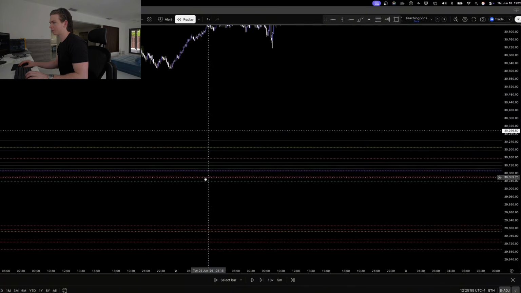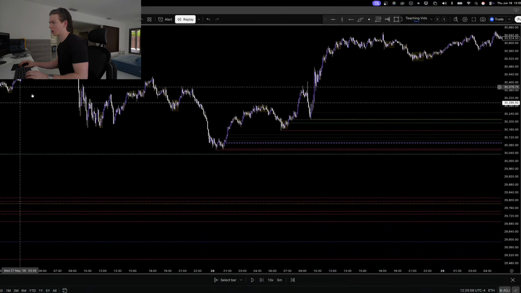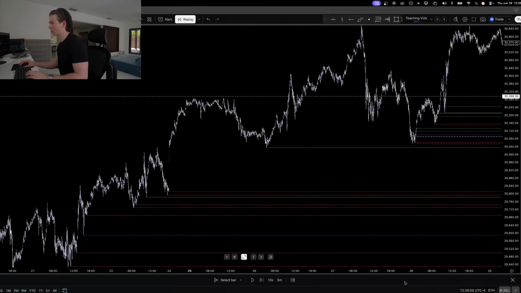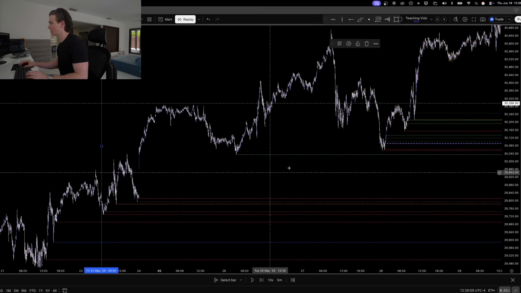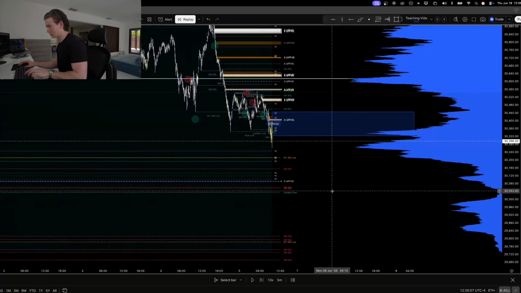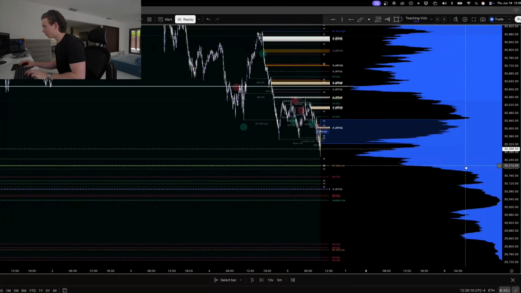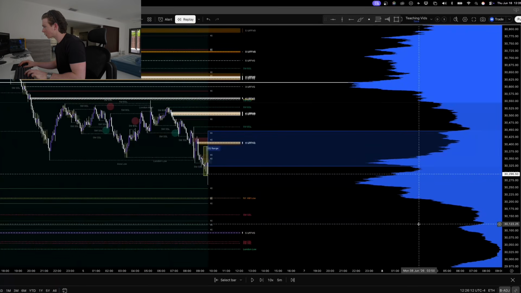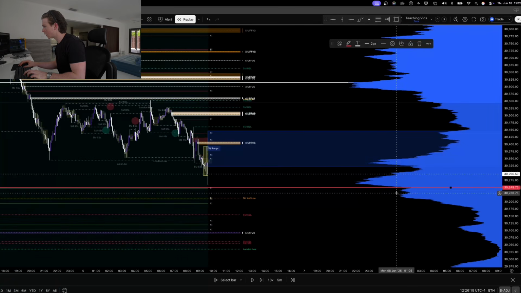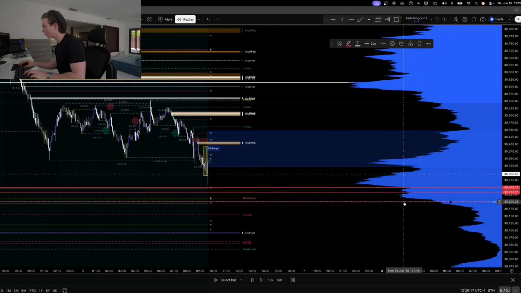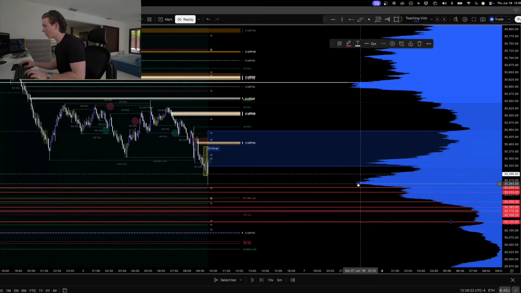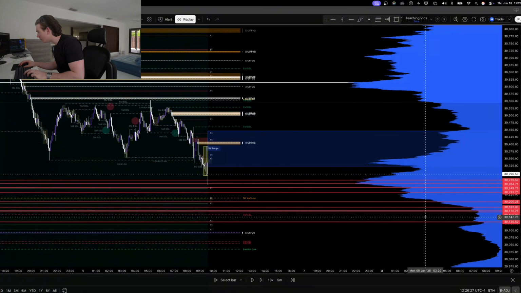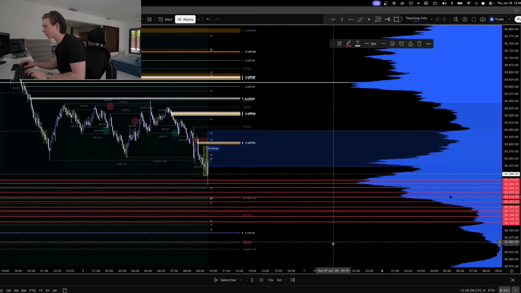Let's move over here and let's draw our, where's the FVG? There we go. Draw our low volume nodes in here. Okay. I'm just eyeballing it right now. You want to be a lot more precise with this, obviously, when you're doing this on the open. Just eyeballing it. There we go.